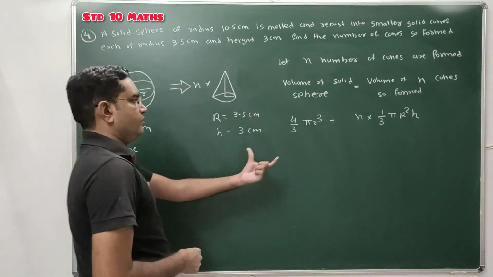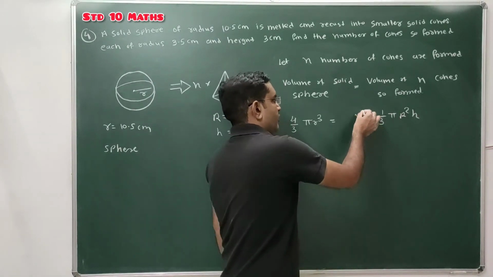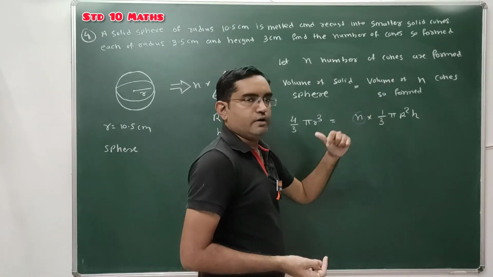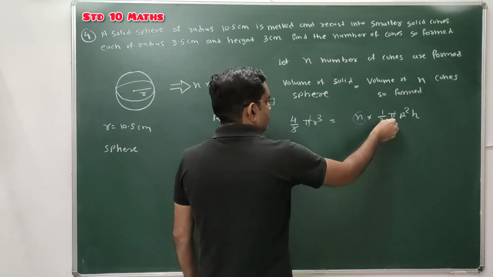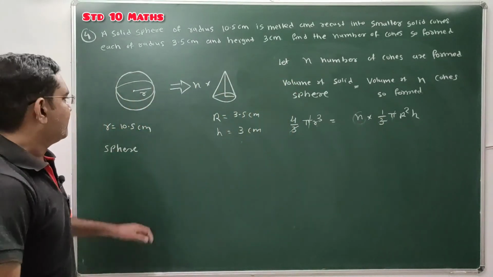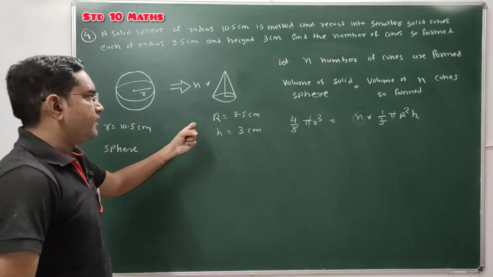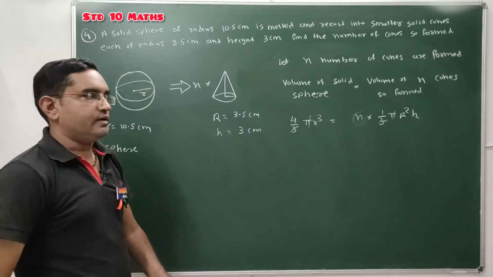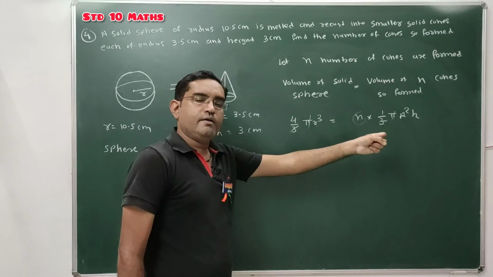Done. So this volume, the volume of sphere, is equal to this volume, the volume of n number of cones. If there is one cone, put n equal to 1; if 2 cones are formed, the volume of 2 cones. So n number of cones are there. Here pi will cancel on both sides, and this 3 will cancel out, and r cube and R square cannot be cancelled. They will not cancel because small r is the radius of the sphere which is 10.5 centimeter, and capital R is the radius of the cone which is 3.5 centimeter. Both values are different and that's why we have considered small r and capital R. You can also consider these as small r1 and small r2.